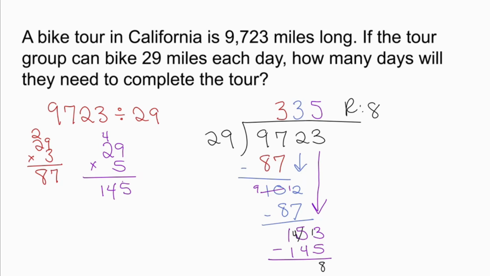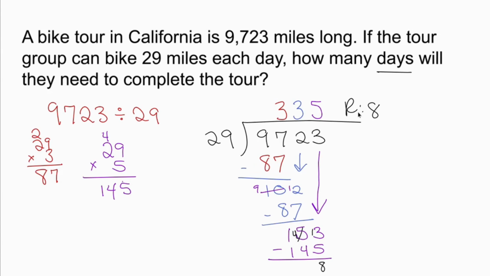So what does this mean? Well, when we get 335 with a remainder of 8, that means we have something left over, okay? And even though it's 8 miles, the rider still needs not just 335 days. See, that's the point we're trying to make, okay? How many days will this take? Well, it will take 335 days and then some.